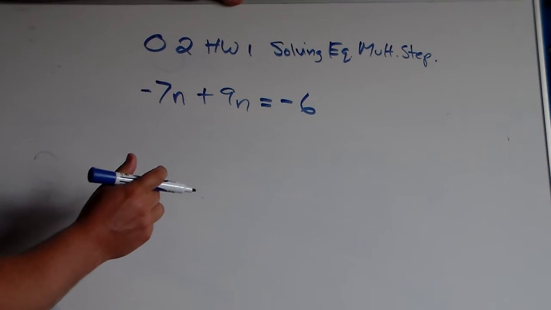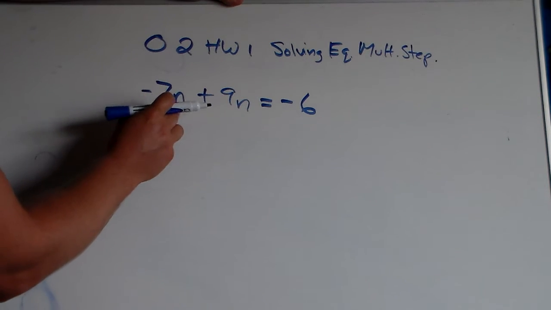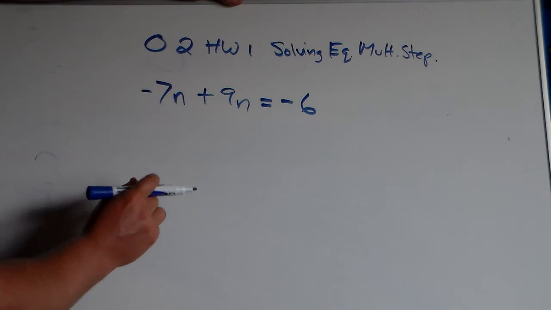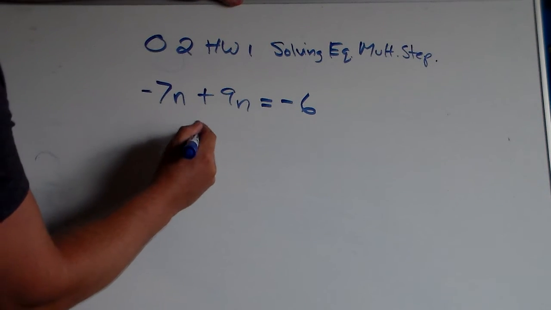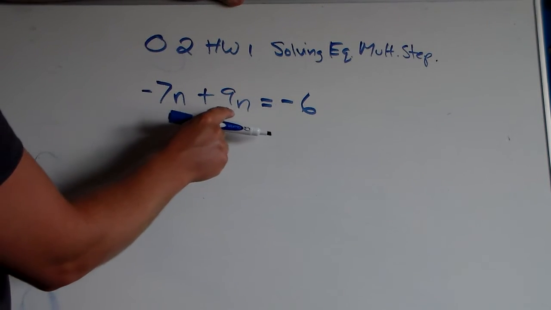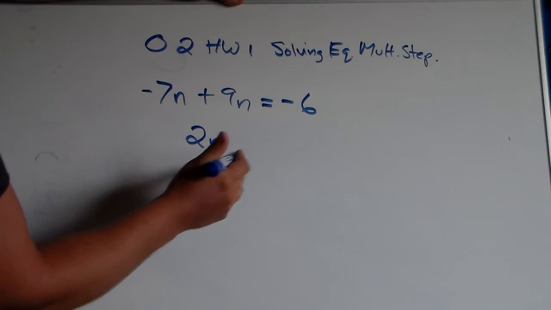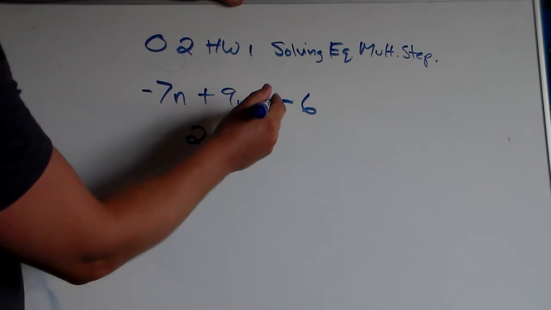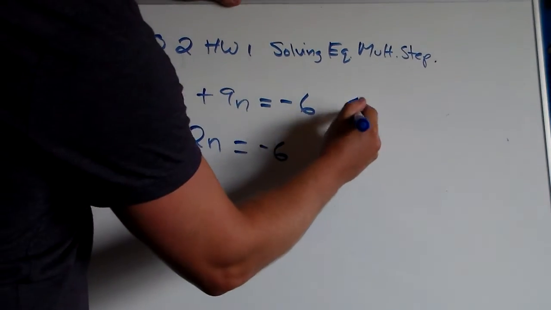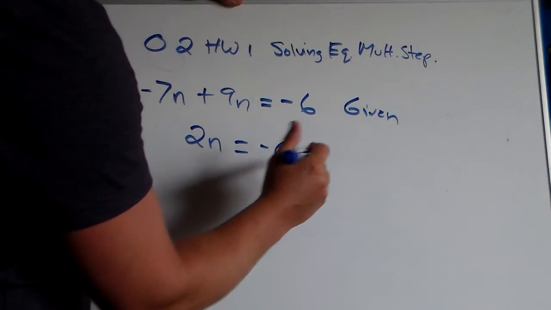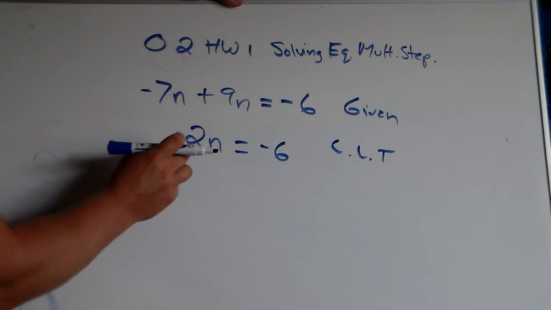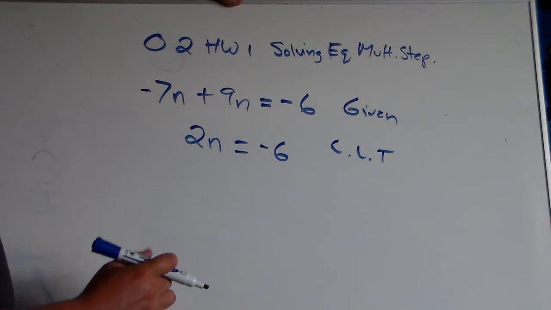I'm just going to solve for that symbol or that variable. Negative 7n and 9n, well, they're like terms, so we can combine them. Negative 7 plus 9 gets you positive 2. So negative 7n plus 9n gets you positive 2n, which is equal to, carry down that equal sign, negative 6. This is our given. We combined like terms. Negative 7 plus 9 gets us that 2. So we combine like terms.